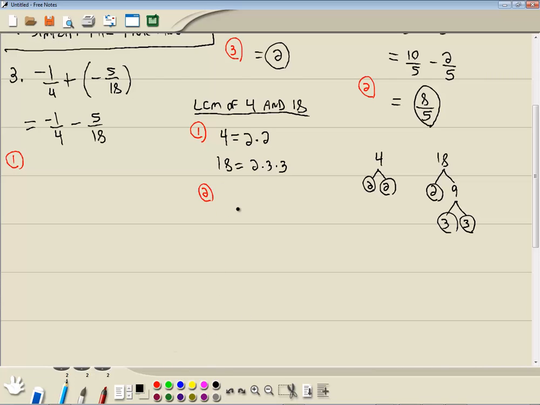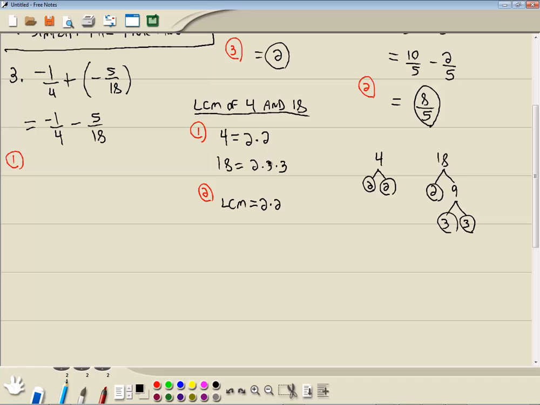So our LCM, we start with our first prime. So we start with 2. Now I'm looking for the greatest number of 2's on any single line. There's 2 of them here, there's 1 of them here, so the greatest number of 2's on a single line is right here. There's 2 of them. Keep in mind, we're not counting how many 2's there are. We're looking for the greatest number of them on any single line.